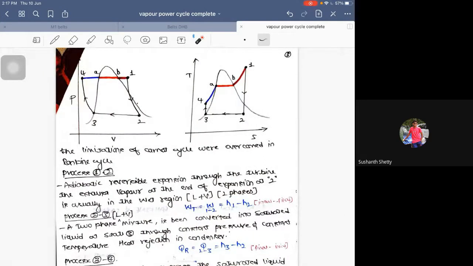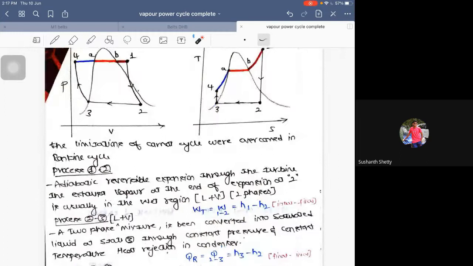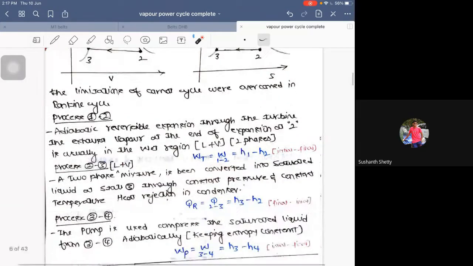Sir, I can't read that. It is constant pressure and constant temperature heat rejection in the condenser. If you can observe here, it is also constant temperature heat rejection in the condenser. So, how do you calculate heat rejected in the condenser? I told you, it is H3 minus H2.